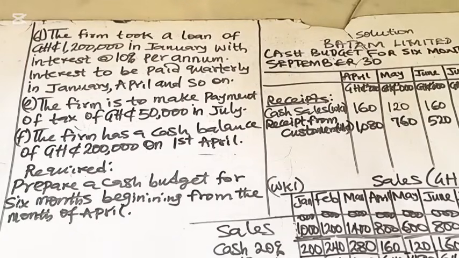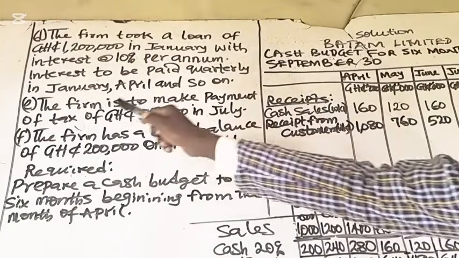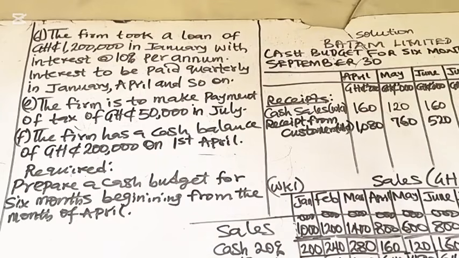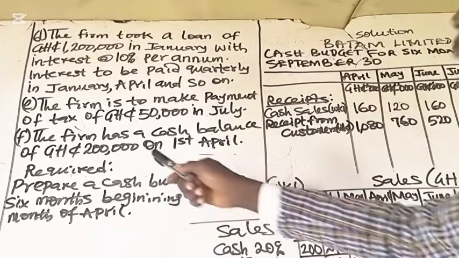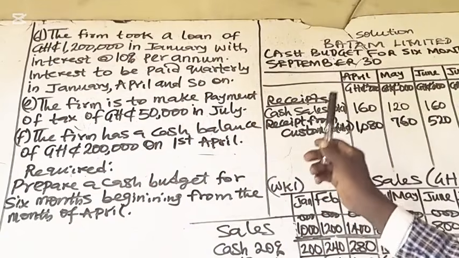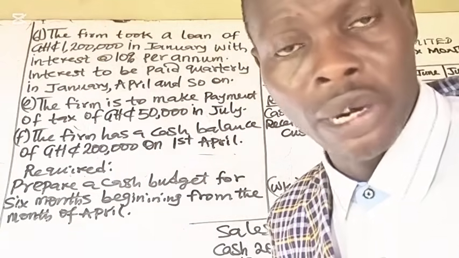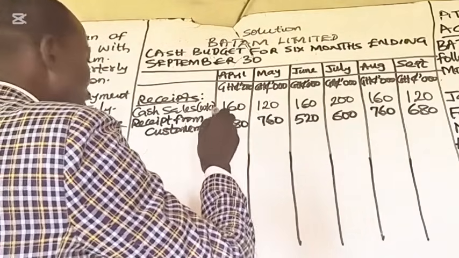Now, note E, the firm is to make payment of tax. That is also a payment. And note F is the cash balance. So this shows that the only item of receipt we have in the question are those receipts made in respect of the sales that were made in the period. Let's sum up the items of receipts.